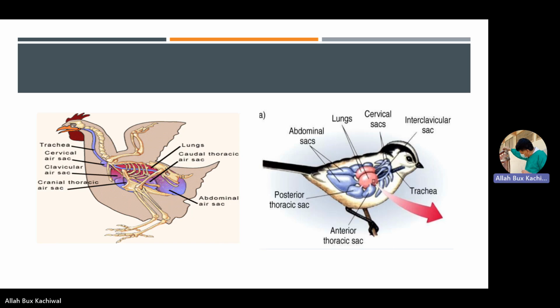So you see that the birds can fly because of the hollow bones, which carry the air into the bone, and the enterocervical sac, the trachea, the cervical sacs, lungs, the abdominal sac, anterior thoracic sac, and posterior thoracic sac. So in a bird like a hen, there is a trachea, cervical air sac, the clavicular air sac, the cranial thoracic air sac, the lungs, and the cardiac thoracic air sacs, and abdominal air sac.